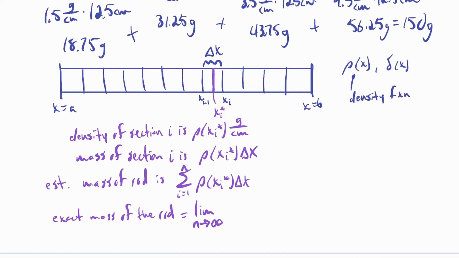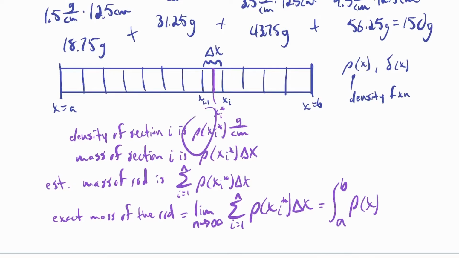So the limit as n goes to infinity of the sum, i goes from 1 to n, of rho of x sub i star delta x, and of course, predictably, this turns out to be the integral from a to b of rho of x dx. And that's not a p, it's a rho, but I got a little bit lazy. This is a little bit better, I suppose. This is actually the best one.